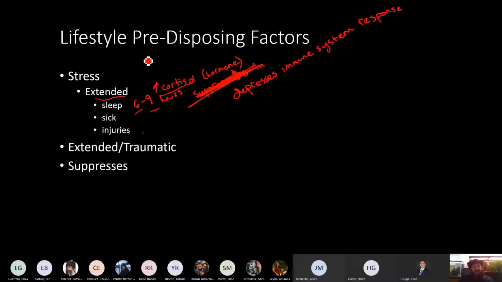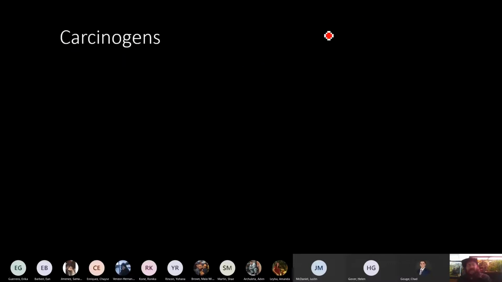These are all things that you can do things about, right? You can't do things about the hereditary predisposing factors, genes that make it more likely that you get cancer. You can do things to manage the lifestyle predisposing factors. Now let's talk about chemical factors that increase your risk of cancer, right? So radiation, specifically ionizing radiation.